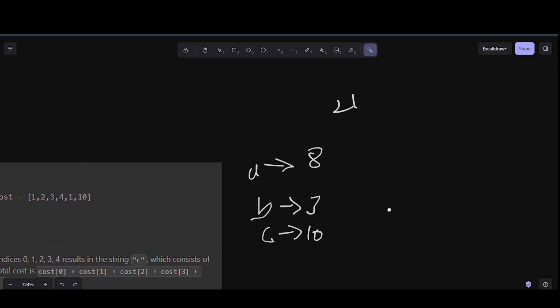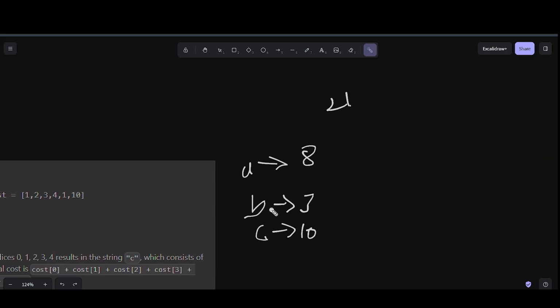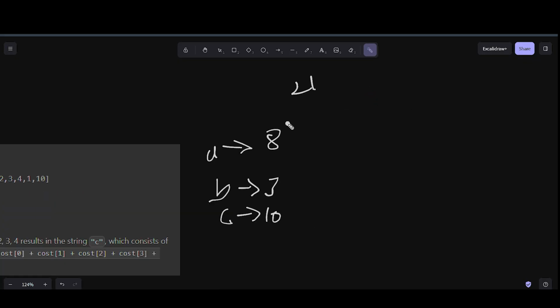I hope you understand. If we want to keep C, we have to remove A and B, that is 8 plus 3 is equal to 11. So we have to subtract 11 and then we get our answer. So we have the total cost of all these characters. If we want to keep A, what is the cost to give? It's simple school-level math. We have total A plus B plus C equal to 21, and we are given the value of A. What are the values of B and C? It's simple.